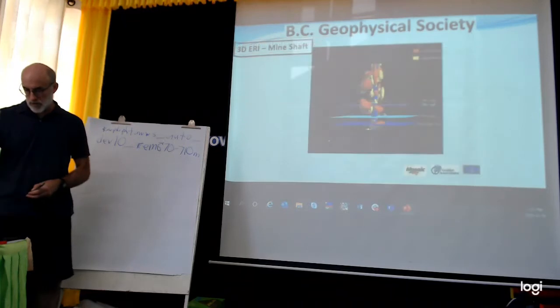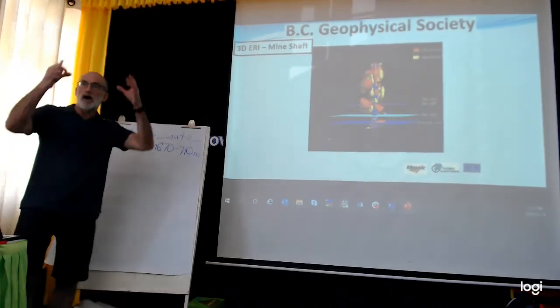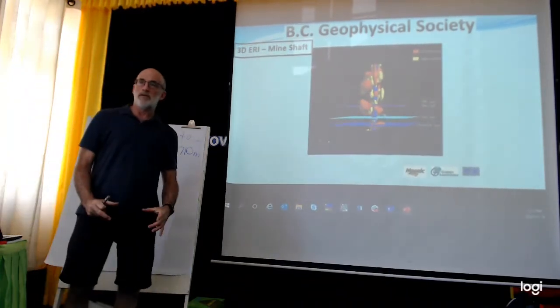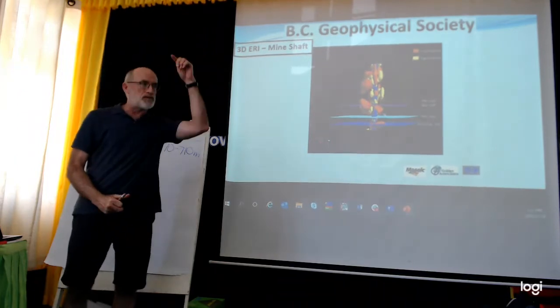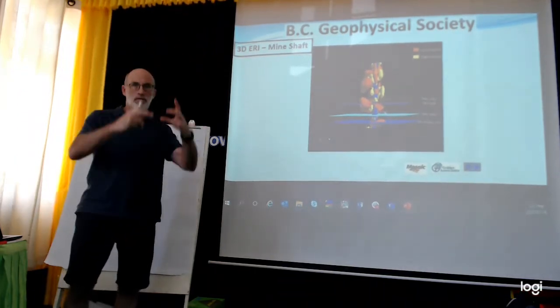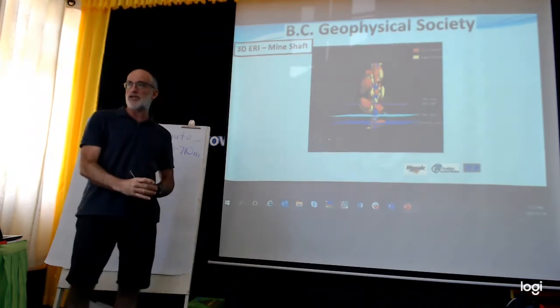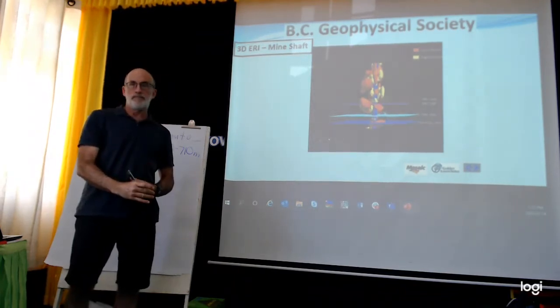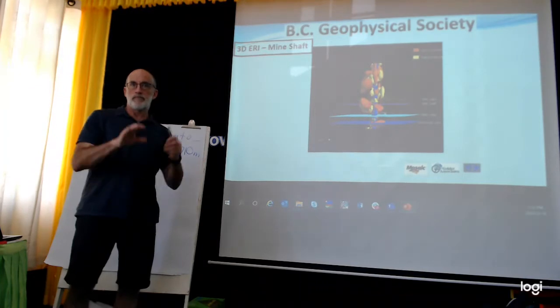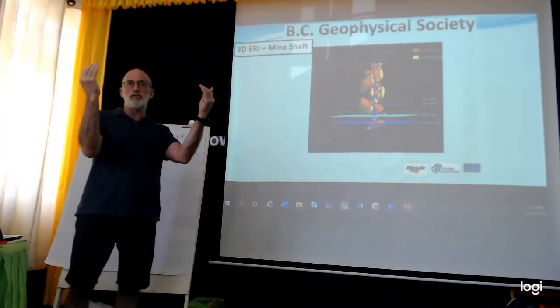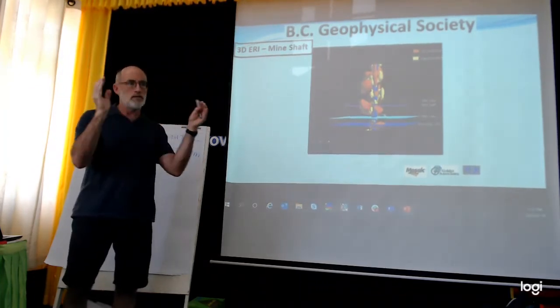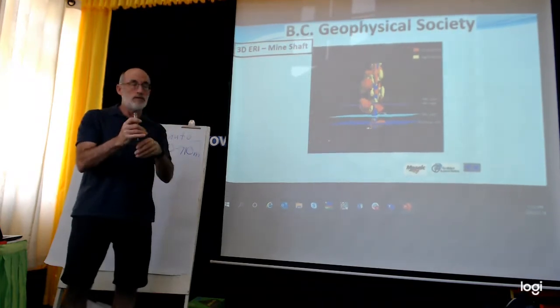So one more. This is a mine shaft. It's 120 meters deep. Do you know a mine shaft? With a drift. It's lined with concrete.